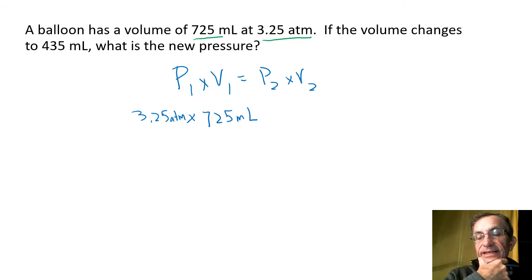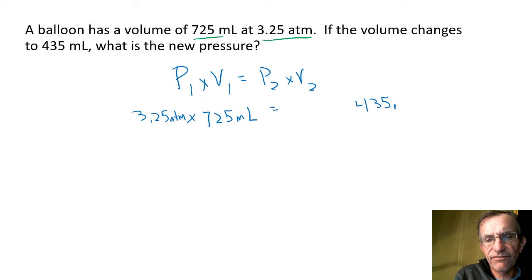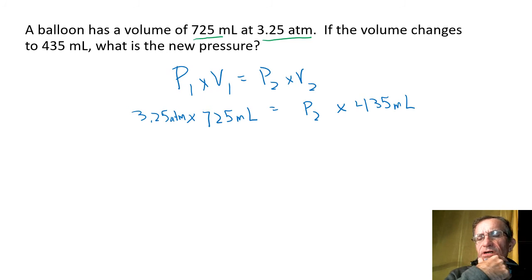Now, let's keep on reading. We just keep reading the question. We've got to figure out where these numbers go, right? If the volume changes, oh, so we got a new volume. If the volume changes to 435 milliliters, that means that V2 is going to be 435. What is the new pressure? So the final conditions, the new pressure, that's P2. We're solving for P2.